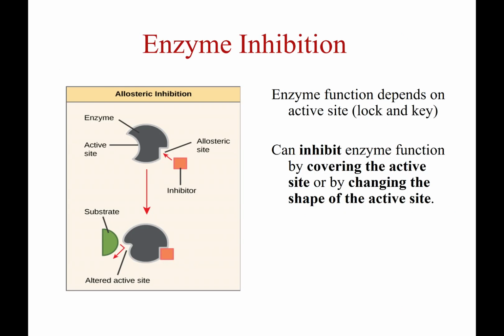There are some ways that, outside of the environment, we can stop enzymes from working. Some medications work this way, but we also can inhibit certain enzymes and then start them again. So this process is called inhibition. Because enzyme function depends on its active site, the easiest way to inhibit an enzyme is to cover up its active site. However, we could also change the shape of the active site, and that's actually a little bit more common.